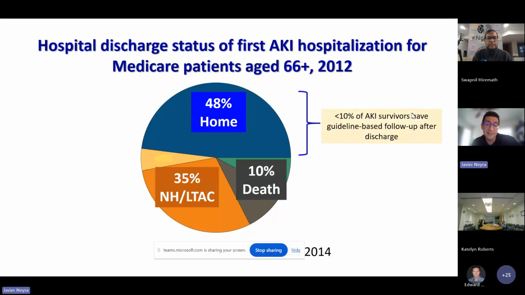And by this time, less than 10% of AKI survivors have guideline-based follow-up after discharge. That pretty much says that within the first 3 months, these patients need to have an evaluation with a check of creatinine and proteinuria and a visit with a clinician. So less than 10%. This has not changed much, as I said. In recent data, this can go up to 20, 30%, but that's it. So we definitely have areas for improvement, both in the hospital care of AKI and also after discharge.